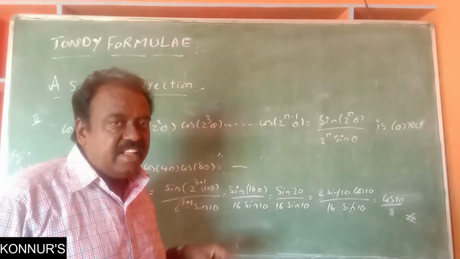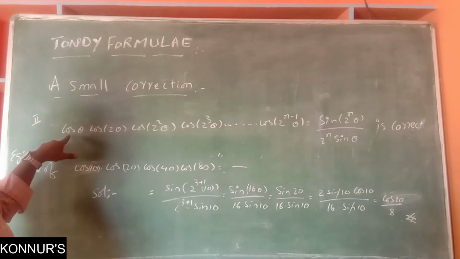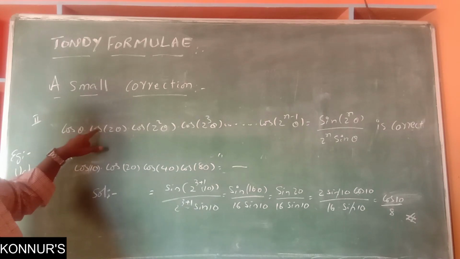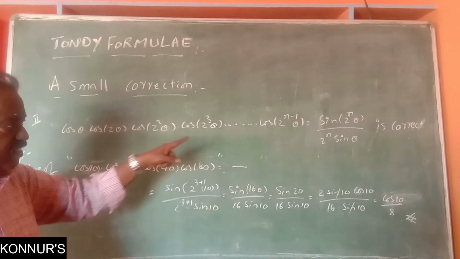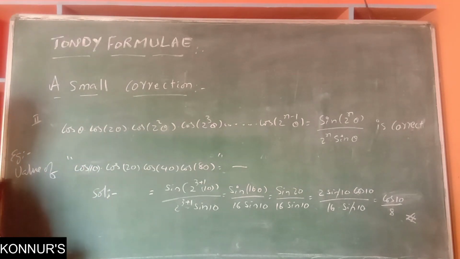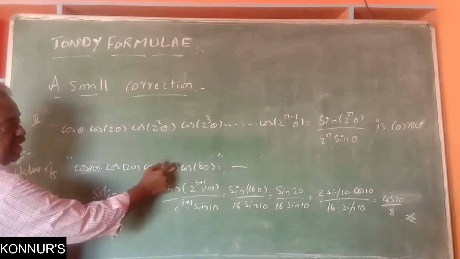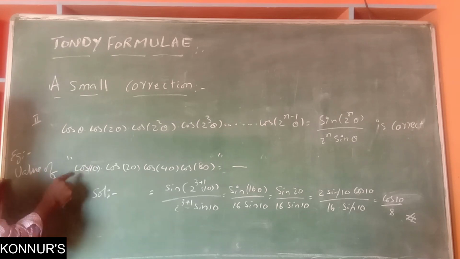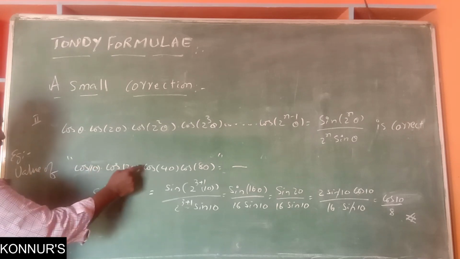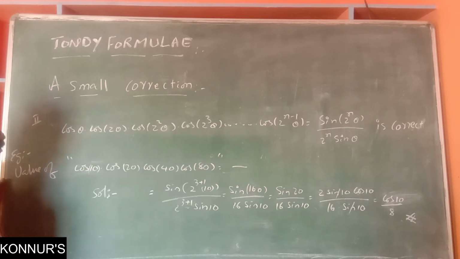This is correct. In that previous video, you see, it was wrongly noted. Instead of cos, there I noted sin. That is wrong. This is correct. You please note it well. And in the example also, in the first video, there I wrote sin, but it is a cos. Don't confuse. This is a small correction.